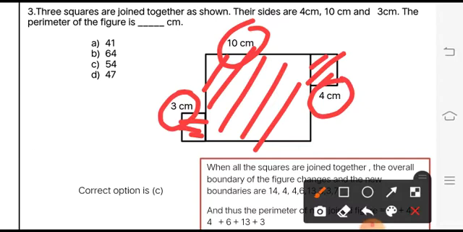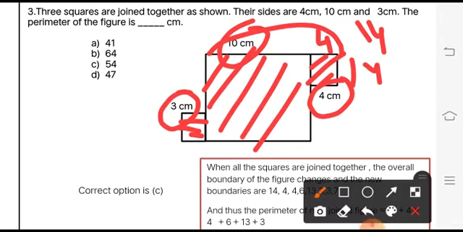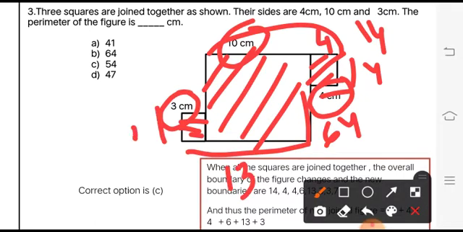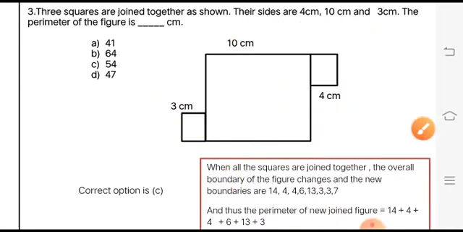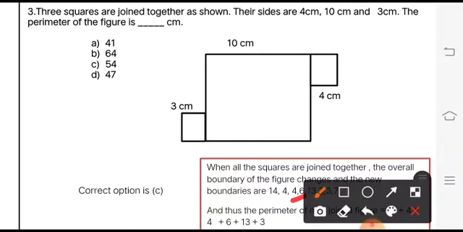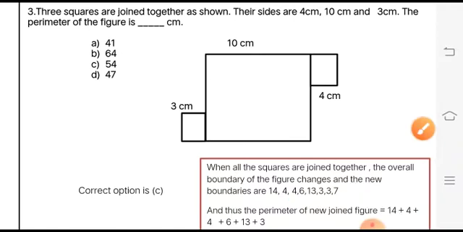their boundaries will change. This will become 10 plus 4, that is overall this is 14. This is 4, this is 4, this remains 10 minus 4, that is 6. This becomes 10 plus 3, that is 13. This is 3, this is 3 and this is 10 minus 3 is 7. That means the boundary of new figure will be 14, 4, 4, 6, 13, 3, 3 and 7.